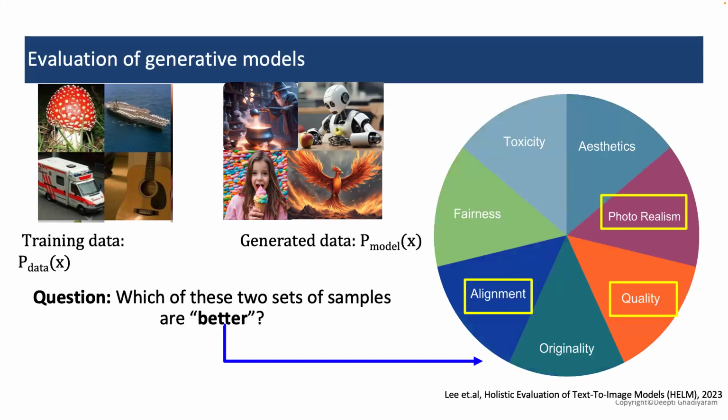This was a question that was studied by several researchers from Stanford, Microsoft, and CMU, but in the context of text-to-image models. They put together a framework called HELM, which stands for Holistic Evaluation of Text-to-Image Models. In there, they've proposed about 12 different aspects that we should evaluate a given generative model on. Just in the interest of time, I've sampled only a few of these 12. We've already talked about alignment, quality, and photorealism. In the next 20 minutes, I'll quickly go through the rest of the aspects.